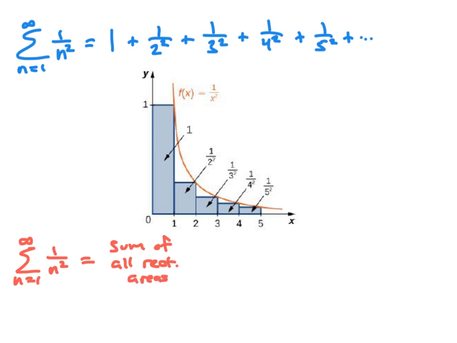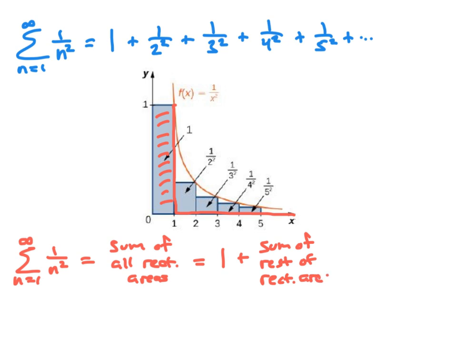The one problem with this is that when we do eventually use the improper integral from 1 to infinity, it's only going to consider what happens starting with x equal to 1. In particular, the improper integral will not take into account this first rectangle of area 1. So what we can do is think of the sum of all of the rectangles' areas as 1 plus the sum of the rest of the rectangles' areas. And by the rest of the rectangles, we mean all of them except the first one with area 1.